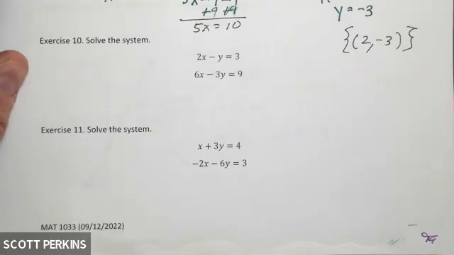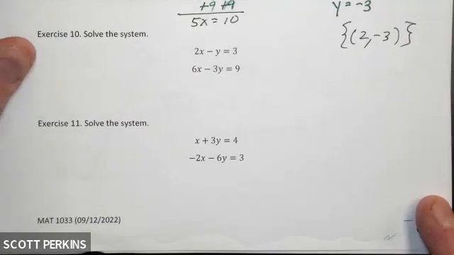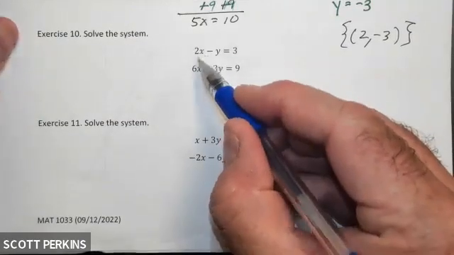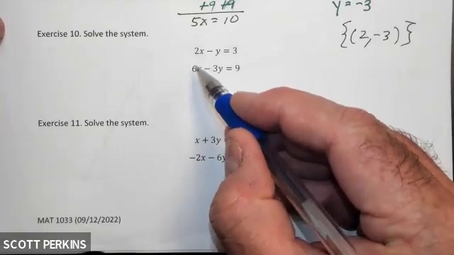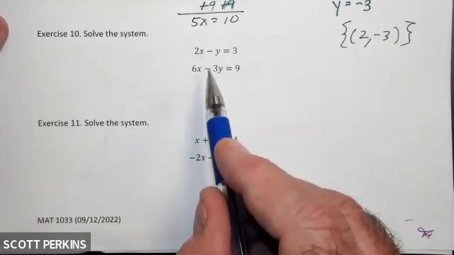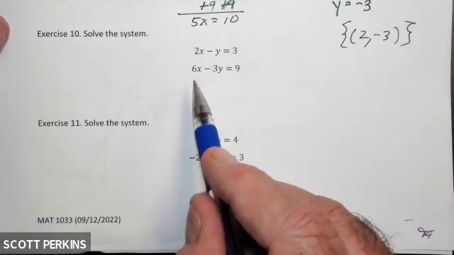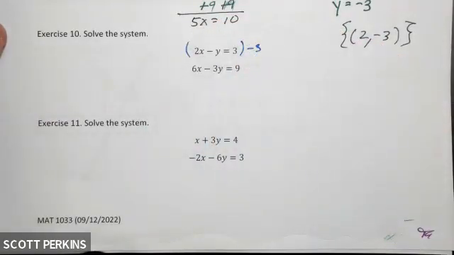All right, so on this one, I just asked you to eliminate the x's. It could have been the y's. It would be the same process, the same conclusion. So between 2 and 6, what's the common multiple? Okay, I'm going to multiply by -3 because the common multiple is 6. So I'm going to multiply this top one by -3. Yes, that is right.